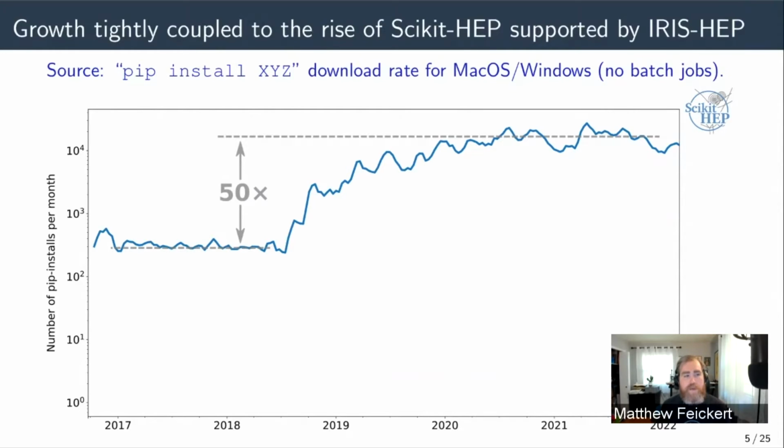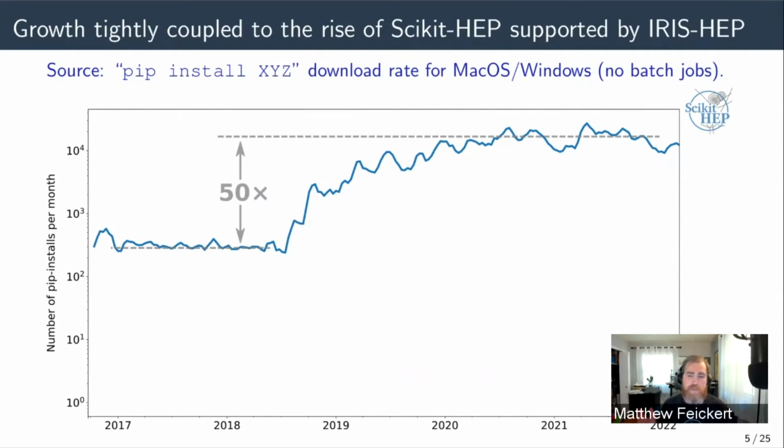This plot here on slide 5 is showing the number of pip installs of Scikit-HEP, IRIS-HEP, and affiliated packages per month. And we see that between 2018 and 2020, we basically have a 50x increase. And this is also being filtered on looking at installs on macOS or Windows in a bid to make sure that we're not catching batch jobs on high throughput computing systems or Linux CI. Obviously, you are still going to get CI jobs for macOS and Windows, but it's certainly going to be less than the Linux jobs that are being filtered out.